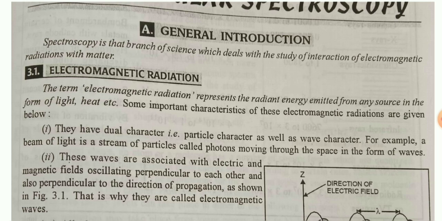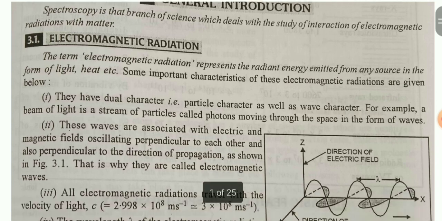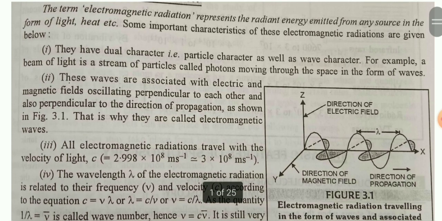First, they have dual character, that is, particle character as well as wave character. For example, a beam of light is a stream of particles called photons moving through the space in the form of waves. Second, these waves are associated with electric and magnetic fields oscillating perpendicular to each other and also perpendicular to the direction of propagation, as shown in figure 3.1. That is why they are called electromagnetic waves.